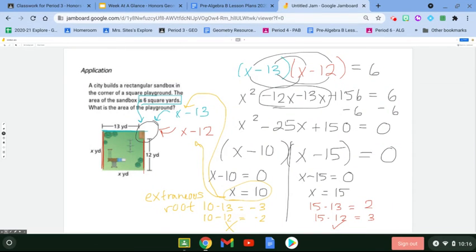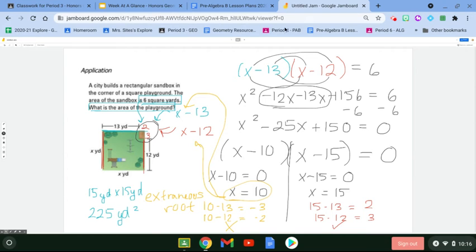We need to now figure out what the whole entire thing is. So if I plugged in x here, x minus 13 would give me 2. I'm going to put a 2 right here. And if I put a 3 in here, I now know the total dimensions, length and width, of the entire playground. So this is a 15 yard by 15 yard playground, because 13 plus 2 gives me 15 and 3 plus 12 gives me 15. So to answer the final question, what's the area of the playground? It's 15 yards by 15 yards, which will give me 225 yards squared.